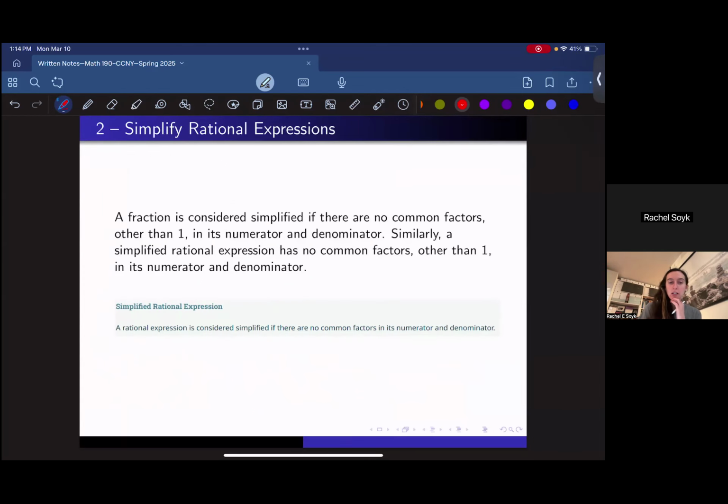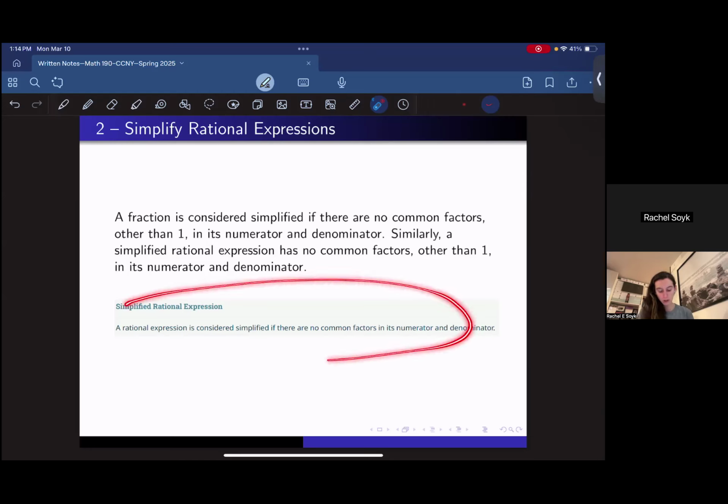Right, our next slide is another notes slide. A fraction is considered simplified if there are no common factors other than 1 in its numerator and denominator. Similarly, a simplified rational expression has no common factors other than 1 in its numerator and its denominator. So our simplified rational expression definition is that it's considered simplified if there are no common factors in both the numerator and denominator.